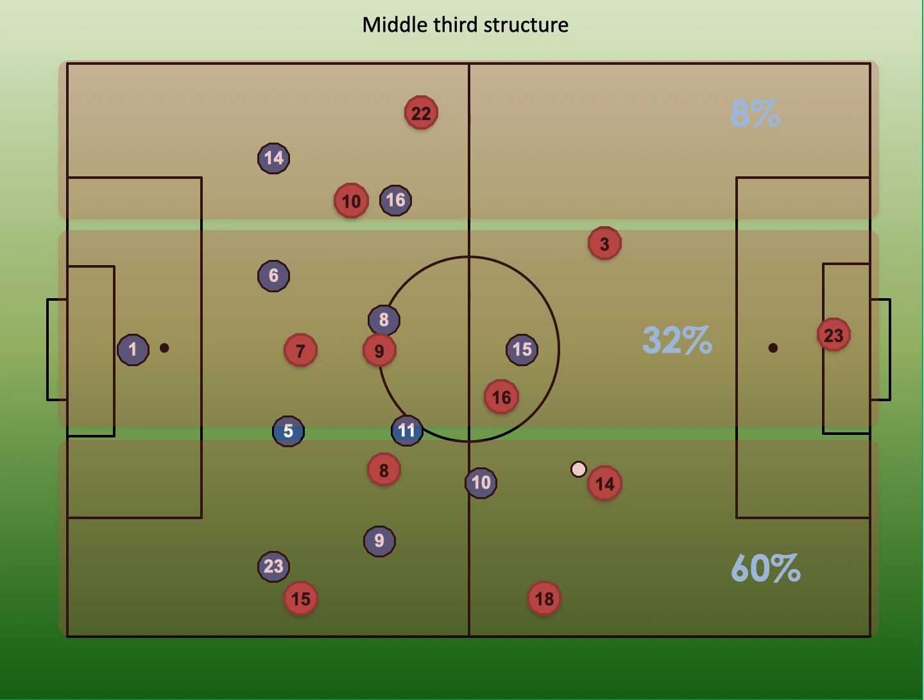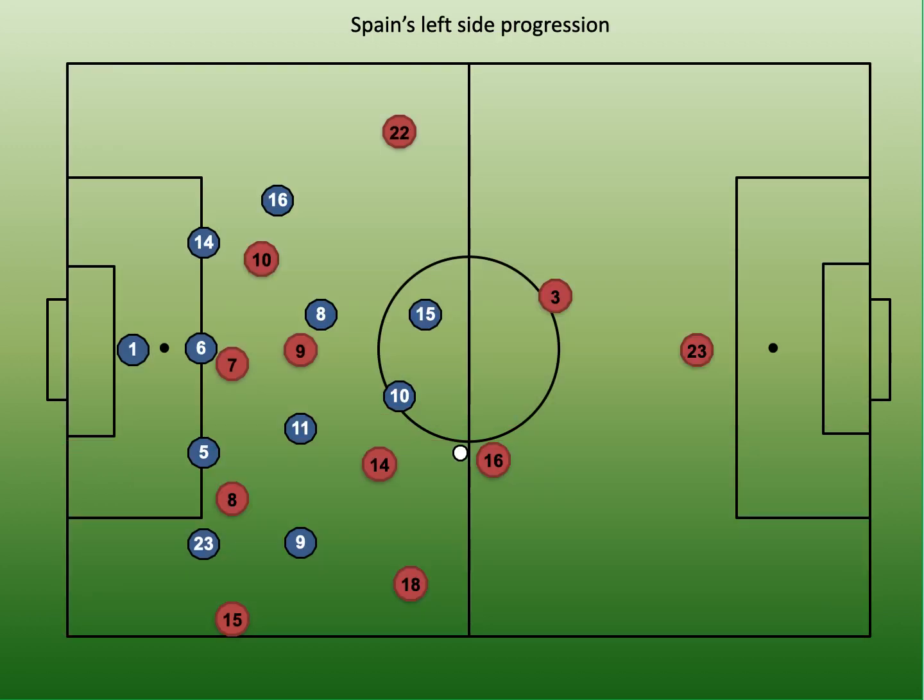The other difference was that the average crossing position down the right side was higher than on the left-hand side for Spain. With this in mind, we'll look at the structural and functional differences through each channel. Down the left-hand side in the final third, you had both Yeremy Pino as the highest and widest, as well as Jordi Alba getting involved during the attacking phases.